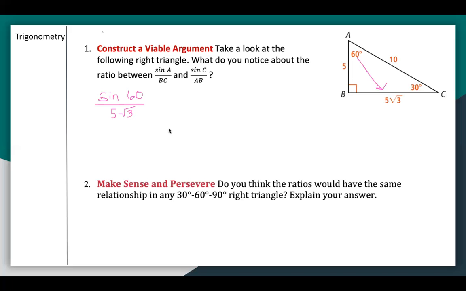Okay. And let's compare this with sine of C. Well, C is 30 degrees. This would be sine of 30 over AB, which again is the side opposite of 30. AB is equal to 5.